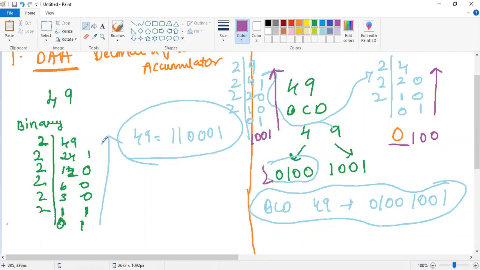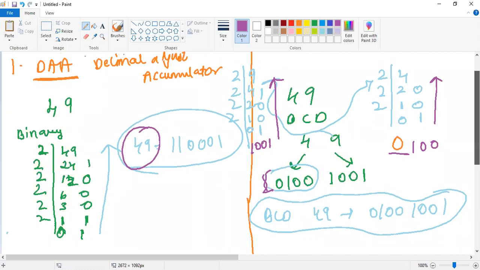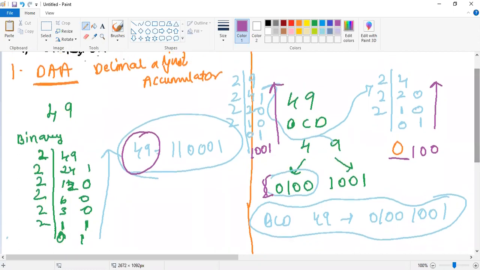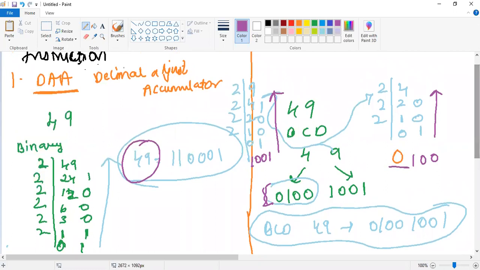So here you have to consider the number as one single number, but here you have to divide the number into decimal digits, treat each as a single digit number, and follow the same procedure. If you want, you can take a screenshot. I will wait. Okay, fine. If you want, you can take a screenshot.